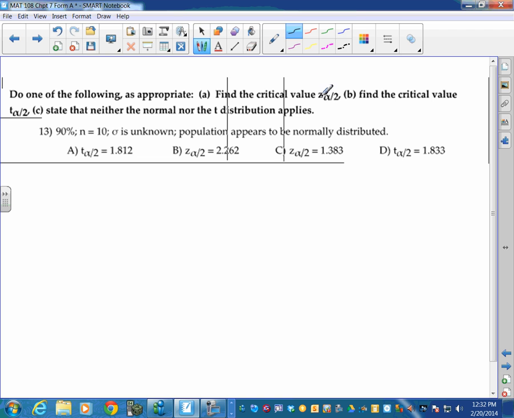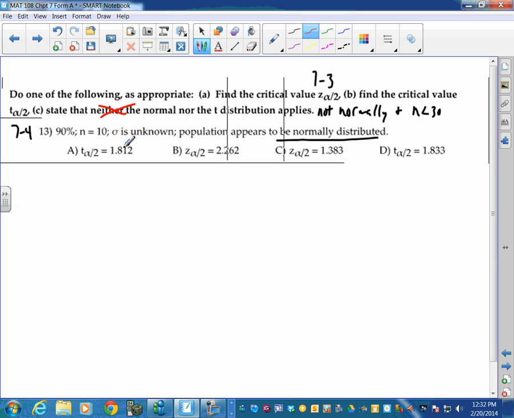All right. Z, alpha over 2 is 7.3. T is 7.4. So we have to figure out which one this is, or is it neither? Neither means it's not normally distributed, and n is less than 30. In this case, it says it's normally distributed. So that means that neither is not a possibility.